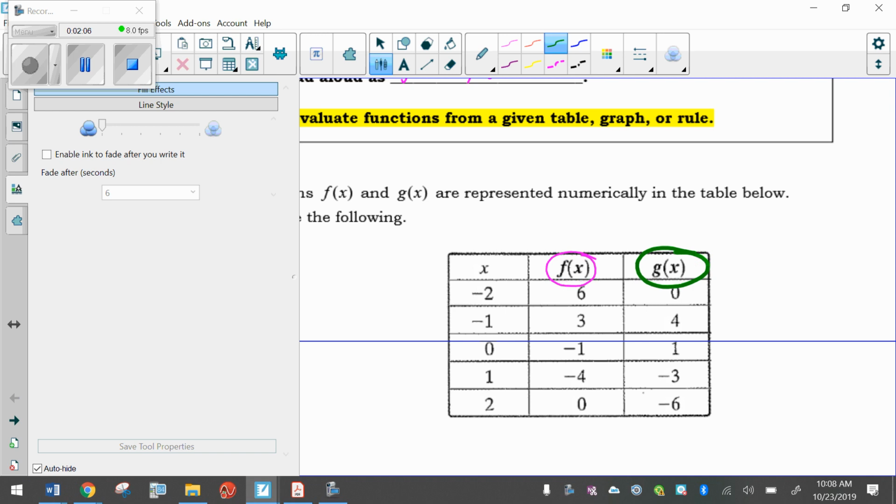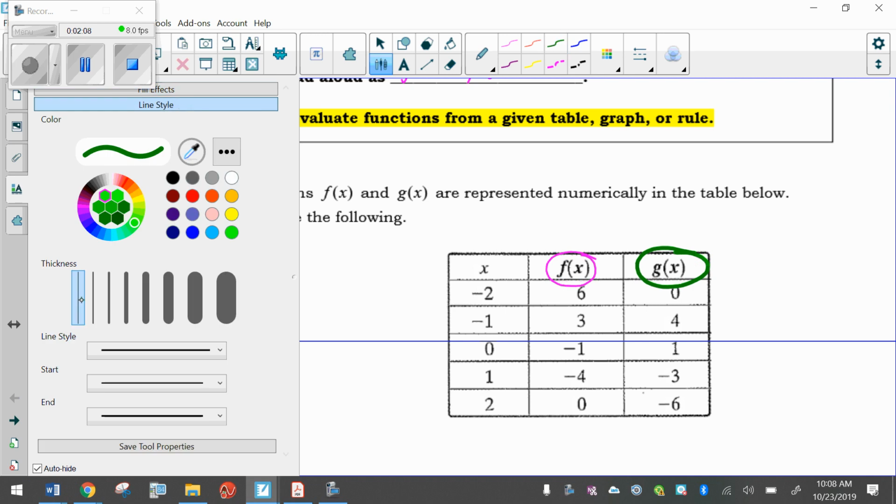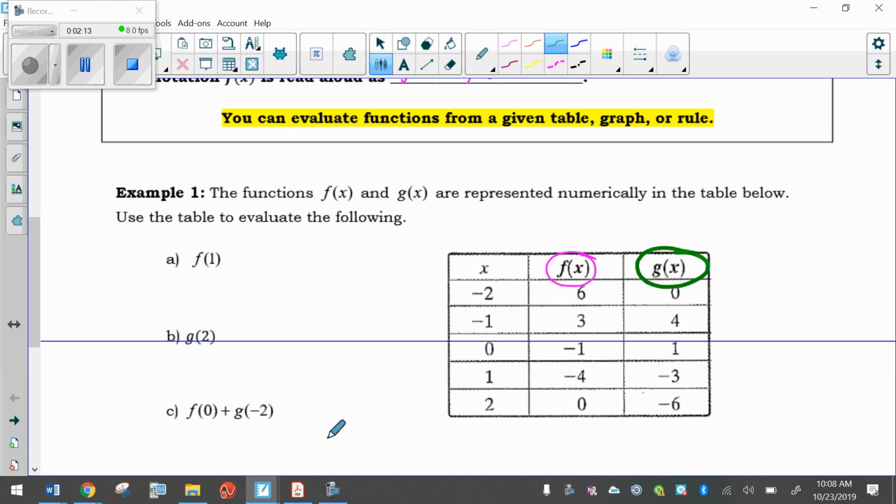See if I can bend that pen a little bit for you. See if it saves. Not sure if it'll save if I go back, but that's okay.